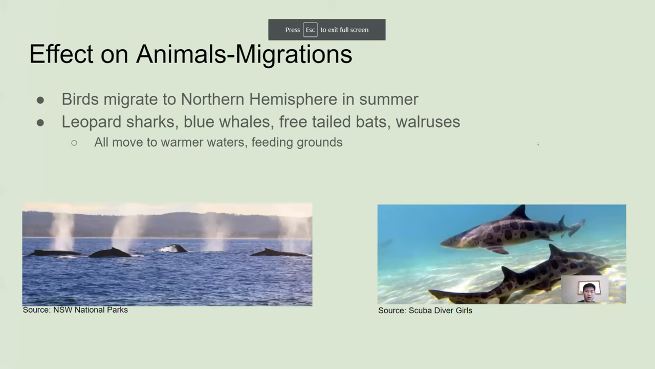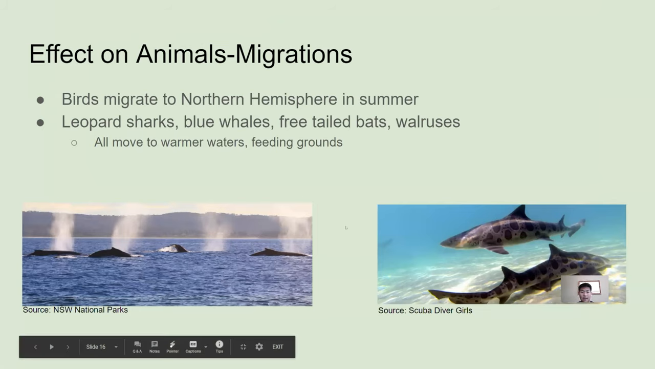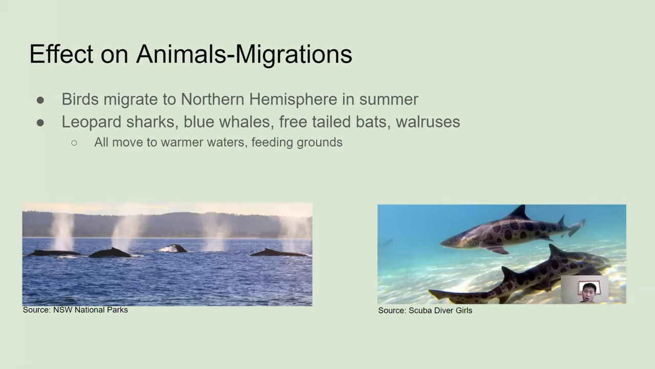All right. And then finally, the effect on animals is also that the summer changes their migration patterns. So in the summer, a lot of birds migrate to the northern hemisphere where the temperatures are warmer. And then also many other animals like leopard sharks, blue whales, free-tailed bats, and walruses all move to warmer waters and areas where there's abundance of food to have feeding grounds during the summer months. So blue whales will do thousands of miles of migrations.